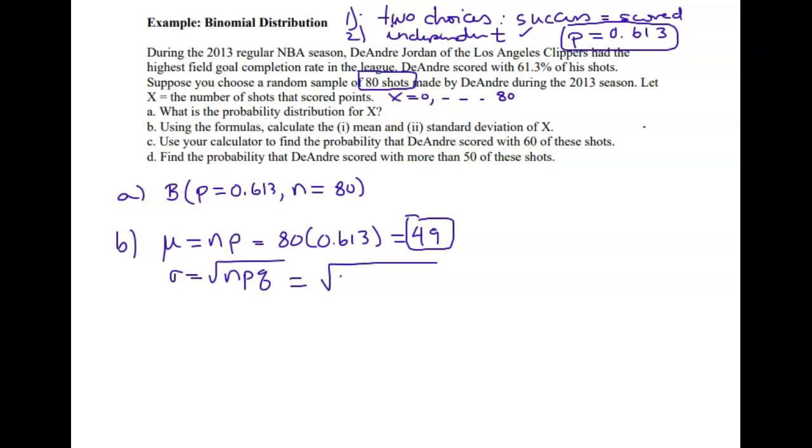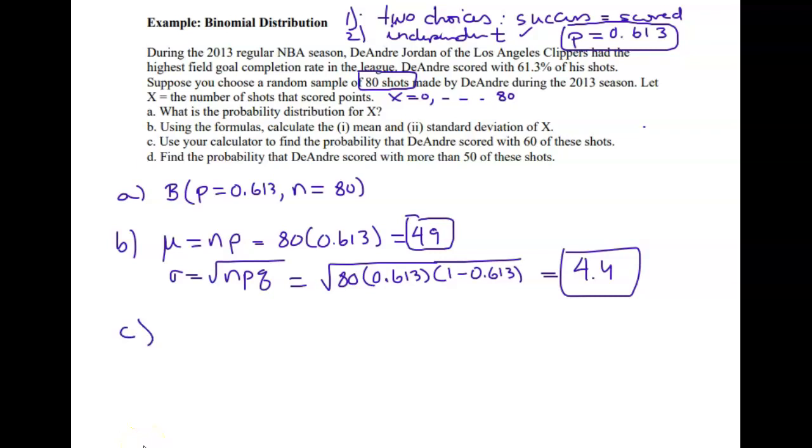Okay, so let me just write that. 80 times 0.613 and then 1 minus 0.613, and then take the square root of that. So we get 0.62. All right, that wasn't it. I checked in my calculator, I just mistyped stuff. It was like 4.4.